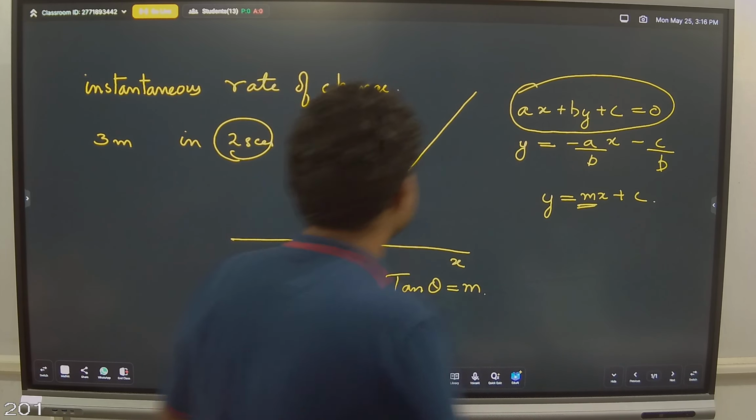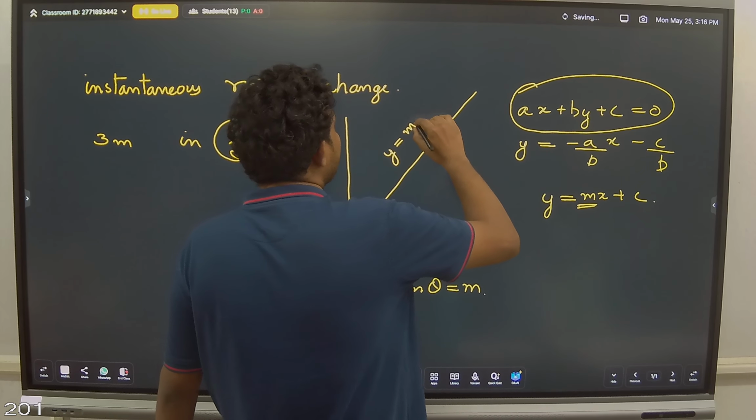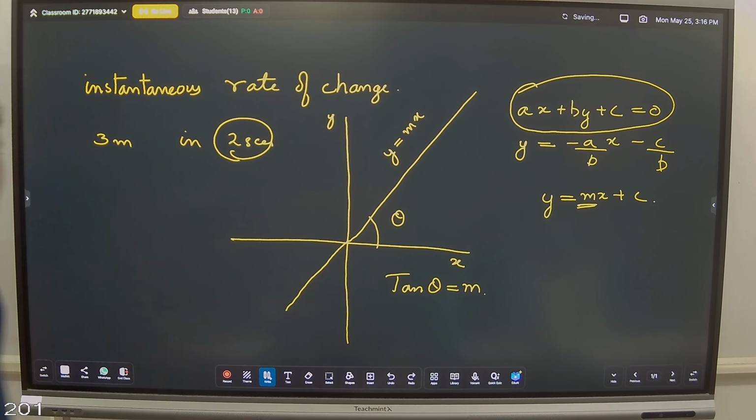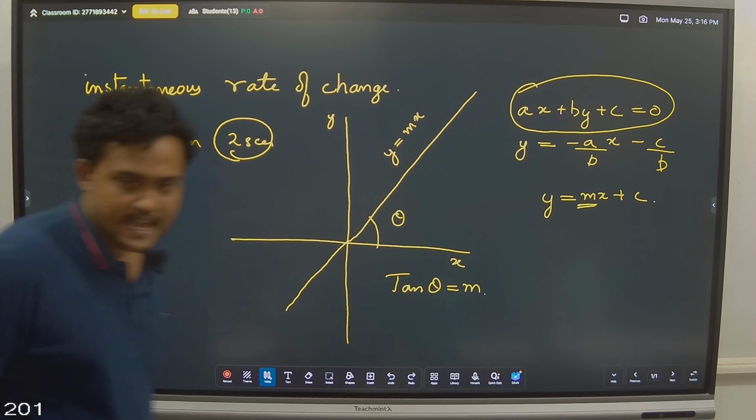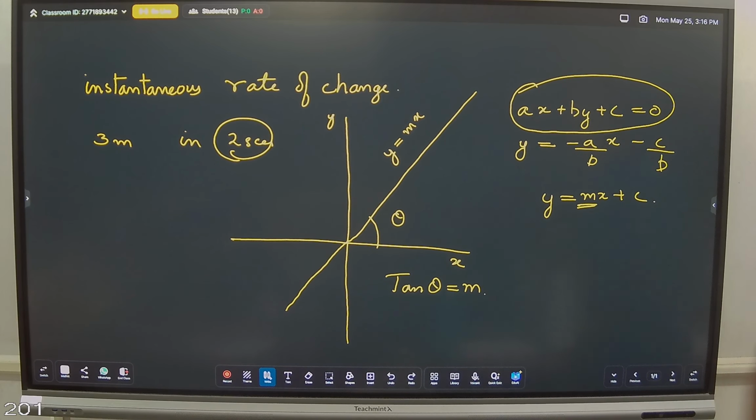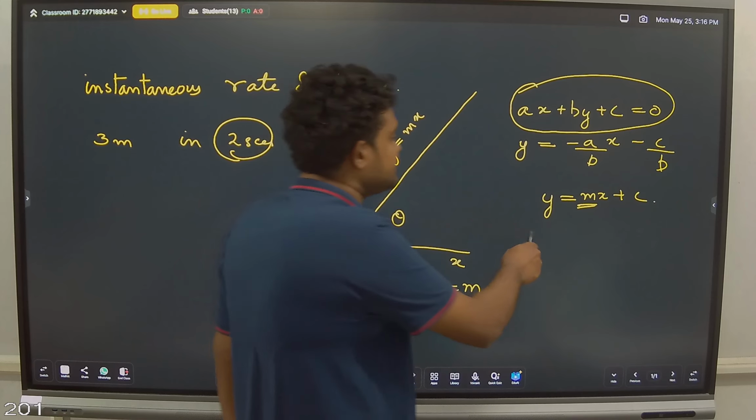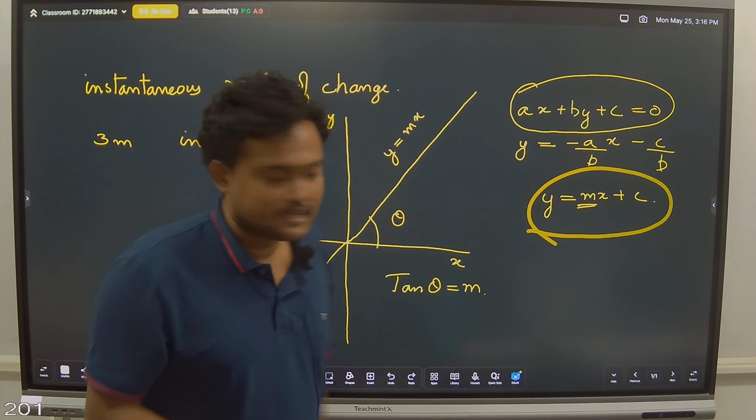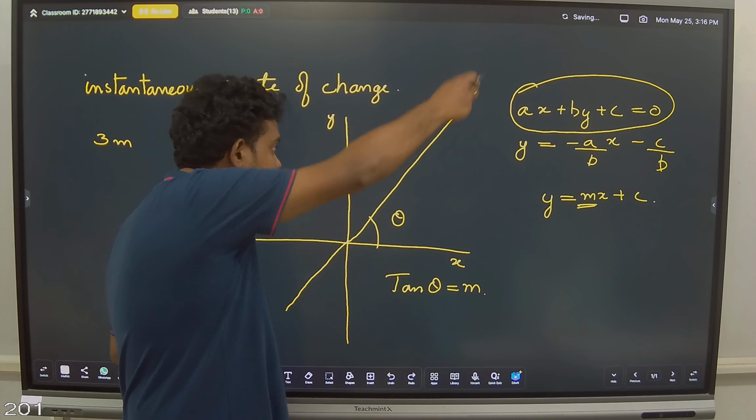So how do we get this? This line has an expression y equal to mx. C is 0 here. Why? Because this line passes through the origin, correct? That means y equal to 0, x equal to 0 is a point that satisfies this line. The origin has to be a part of this line. So in this expression, c must be equal to 0 for this particular line, not for every line, for this particular line.